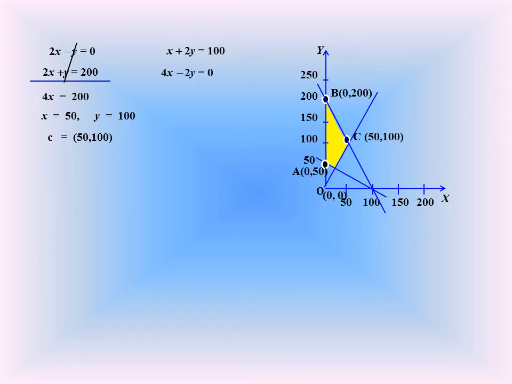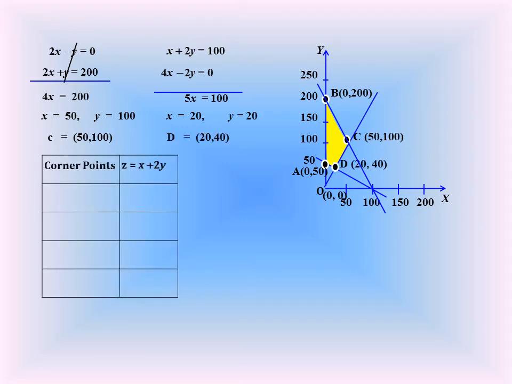And one more point we need to find, that is from x plus 2y equal to 100 and 4x minus 2y equal to 0. How is it 4x minus 2y? Here in the second equation, we are multiplying it by 2. Therefore, we get 5x equal to 100 and x equal to 20. By substituting x equal to 20 in any one of the equations, we get y equal to 20.